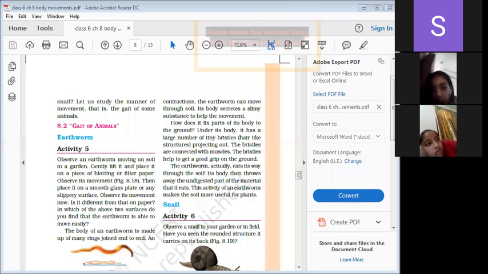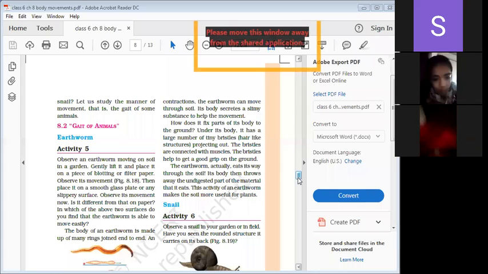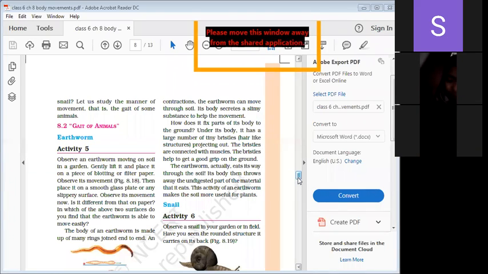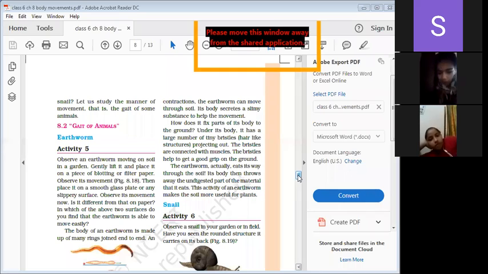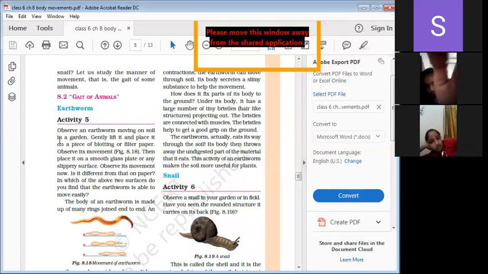Good afternoon to all. Today we will discuss gait of animals. Gait means movement or a pattern of moving of animals. And today under this heading we will do the earthworm.